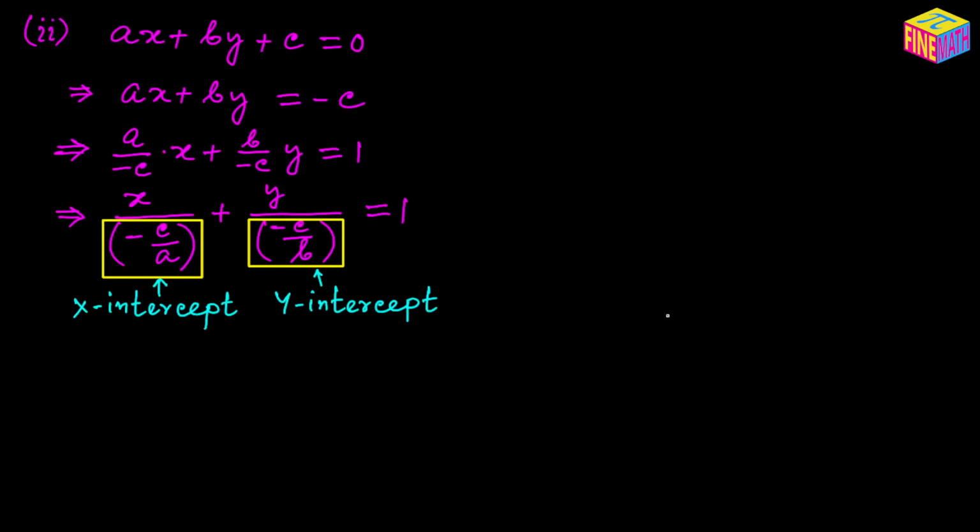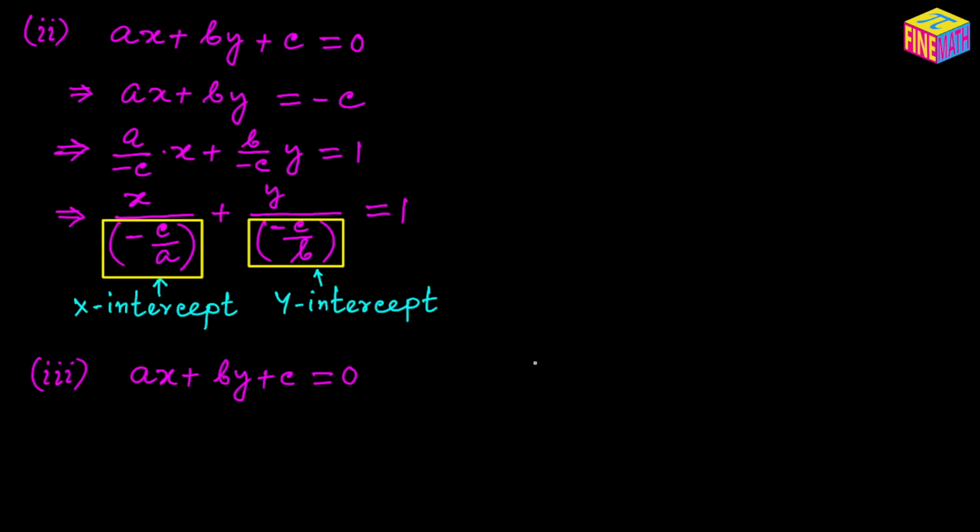So if we are ever given the equation in the general form, then we can easily find out the x-intercept and the y-intercept. Now let's talk about the third form, which is the perpendicular form. So now we are going to try and convert the general form of the equation into the perpendicular form.